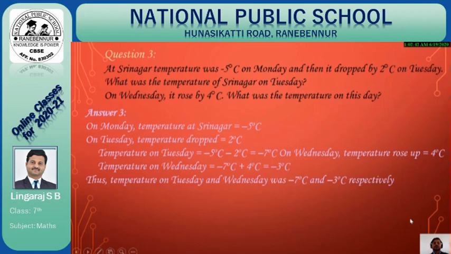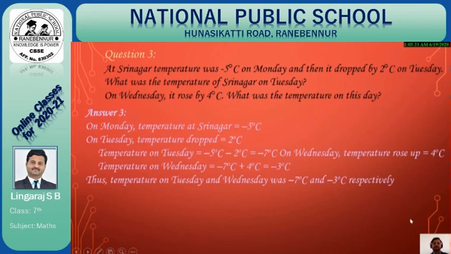So then we move to Wednesday. On Wednesday temperature rose up 4 degrees Celsius. Here rose up we have to take as a positive value. So for temperature on Wednesday, we got Tuesday temperature as minus 7 degrees Celsius and Wednesday it rose by 4 degrees Celsius. So we have to find the value of these two, minus 7 degrees Celsius plus 4 degrees Celsius. So one is positive, another is negative. The difference is 3 and the biggest number is negative, so minus 3 degrees Celsius. Thus temperature on Tuesday and Wednesday was minus 7 degrees Celsius and minus 3 degrees Celsius respectively.